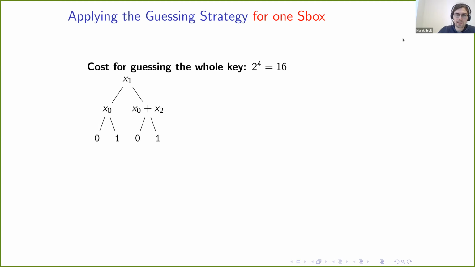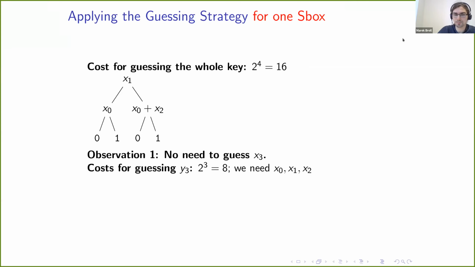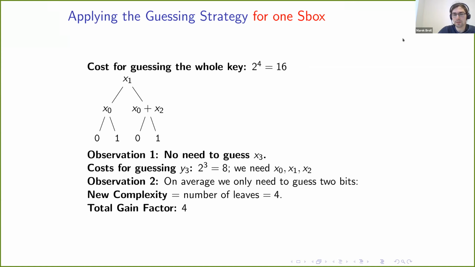If we had guessed naively, we would have needed 16 guesses in total. But from the tree, we already see the function only ever depends on x0, x1, and x2. Therefore, we can do with 8 instead of 16 guesses. And from the tree, we also see that we don't have to guess all 3 bits. In the left branch, we only have to guess x0 and x1. In the right branch, we only have to guess x1 and the linear combination of x0 and x2. And therefore, we can do with 4 guesses.